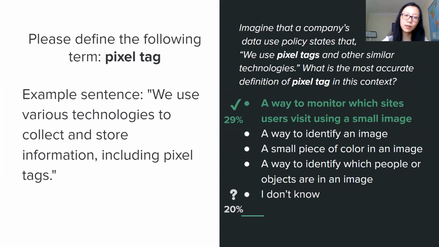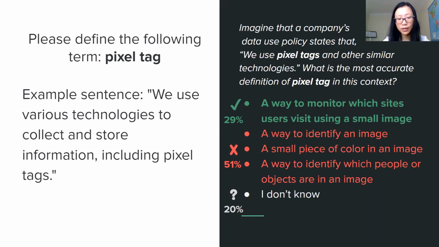And now, given these numbers with some basic arithmetic, you can see that over half of respondents were incorrect about what pixel tags were. And I also want to point out that they were not only incorrect about what the term meant, but they were also confident enough in their misconception to choose a wrong answer over I don't know. So 51%, that's quite a lot, but it's not surprising given the overall accuracy of responses in our definition questions.